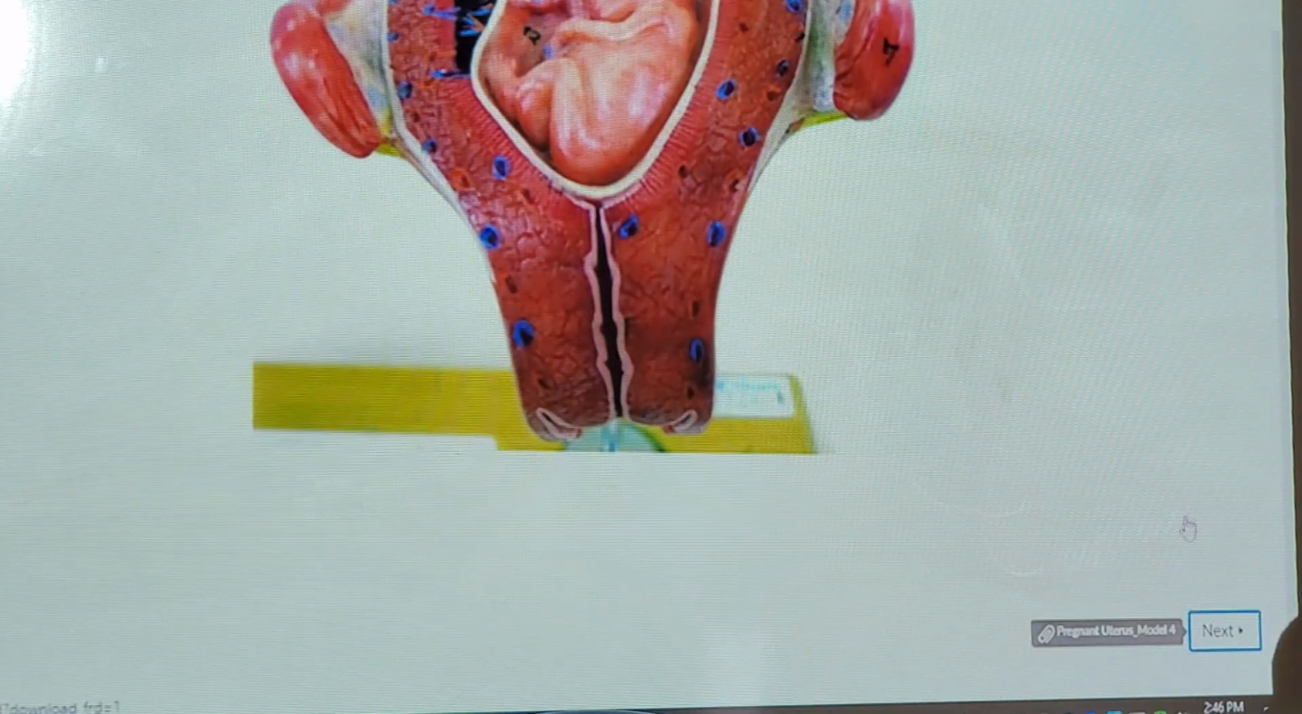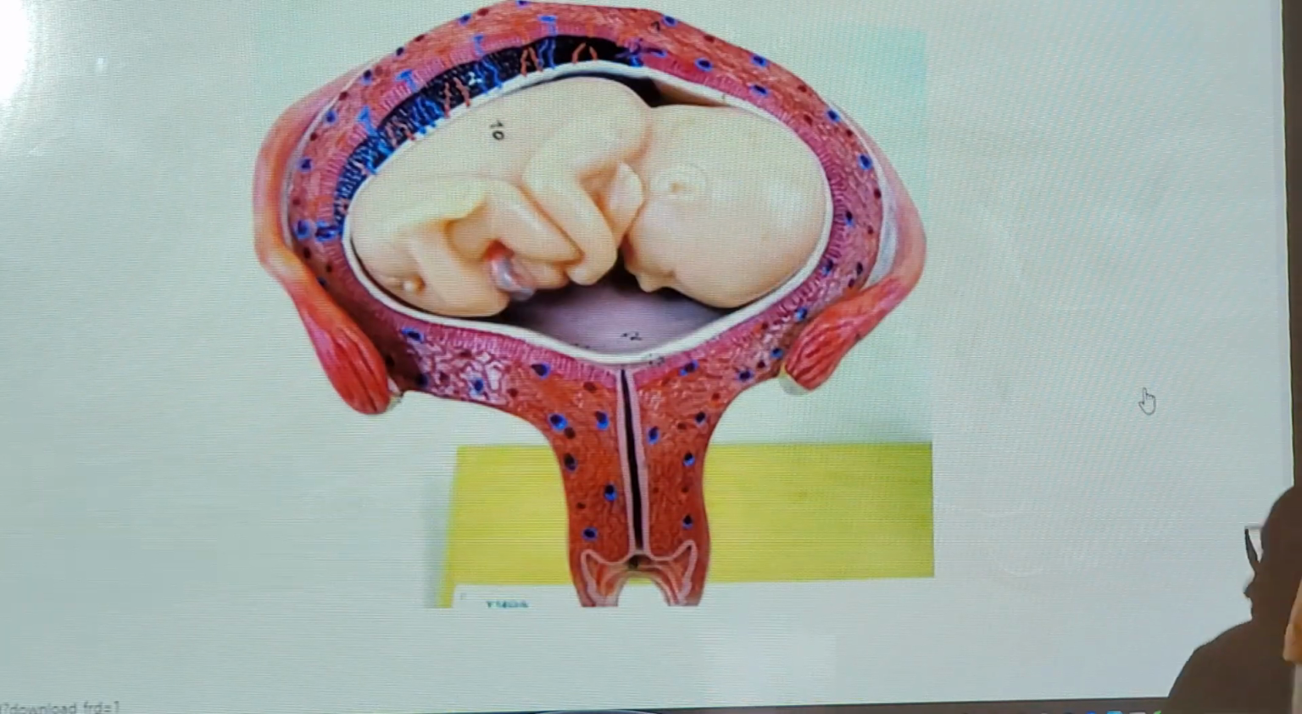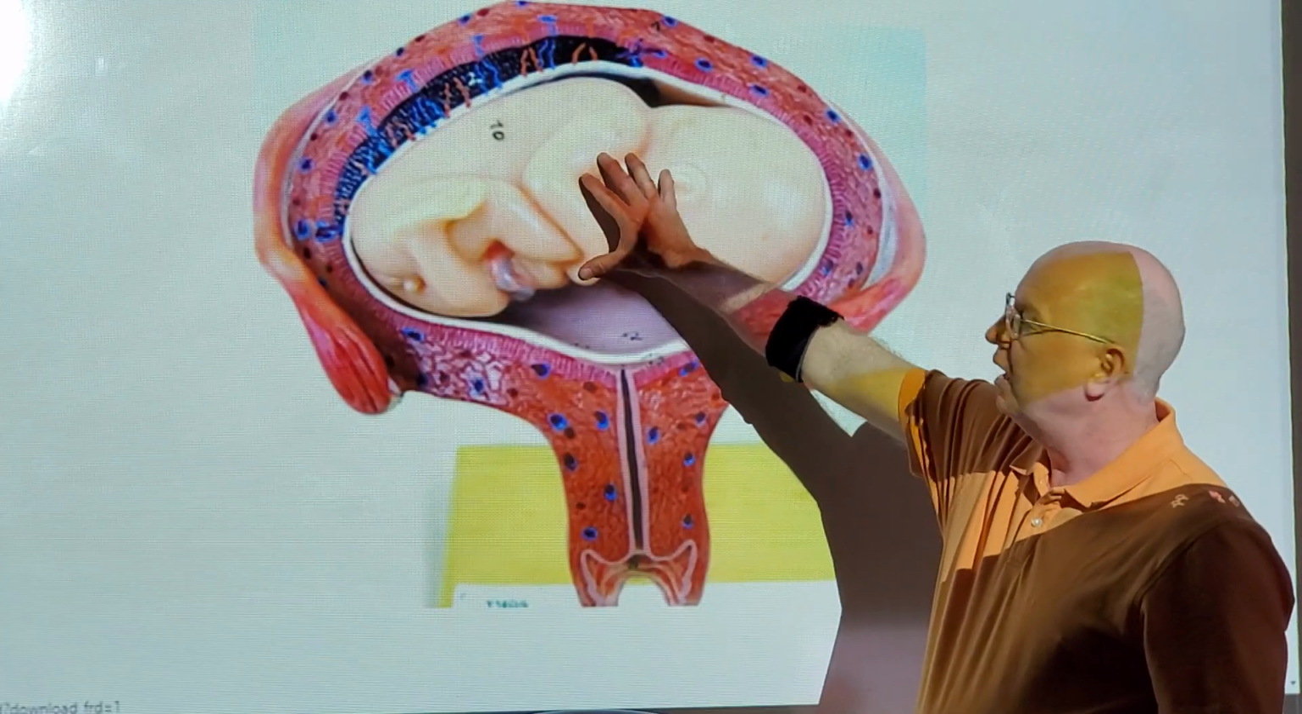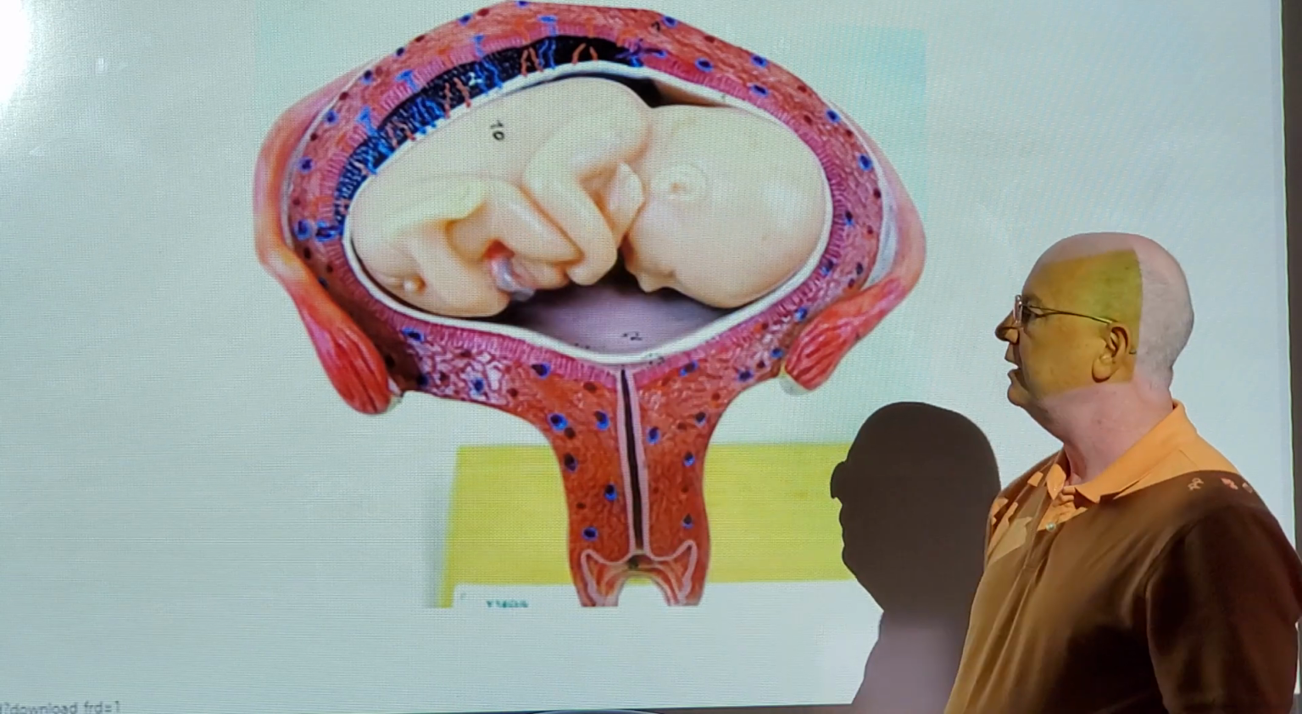So if I go to the next one, it's the same stuff. Now we see the embryo, or the fetus is rather, enlarged, has grown a lot, and is starting to move around, and they can tumble around.